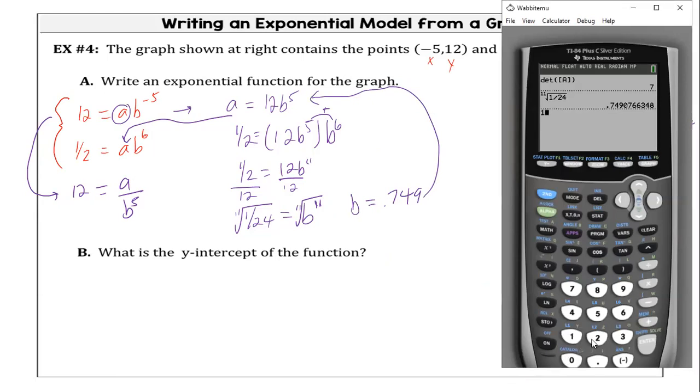So here I'm doing 12 times 0.749 to the 5th power. And that's going to tell me my A. What is A? 2.82. There we go. A is going to equal for us approximately 2.829.